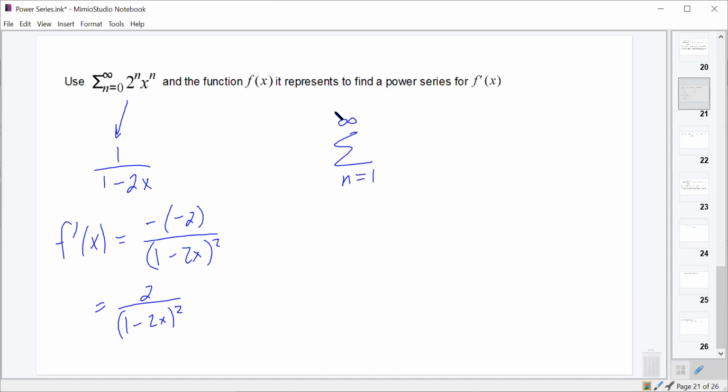Let's see, what's the derivative of 2 to the n, x to the n? Two to the n is just a constant, right? So the 2 to the n can just stay. So we have 2 to the n, and then the derivative of x to the n is just n x to the n minus 1. That ought to be a perfectly good power series to represent 2 over 1 minus 2x squared. Good or no?